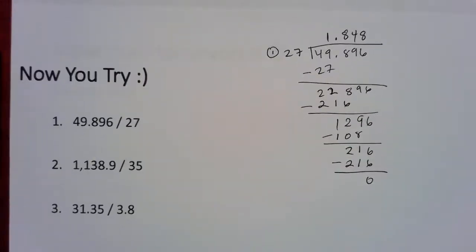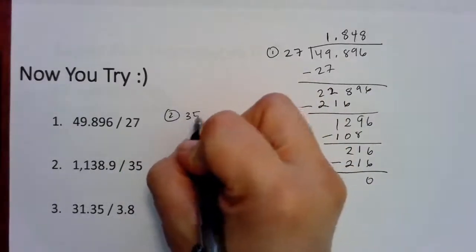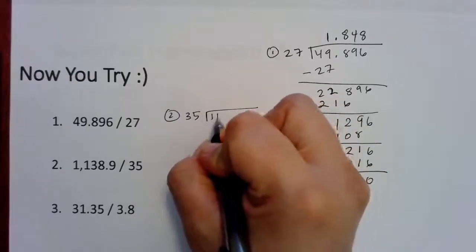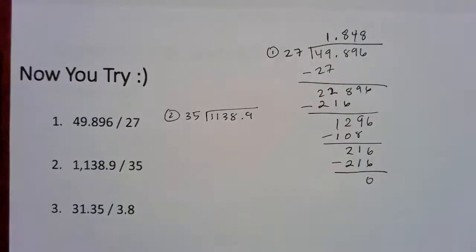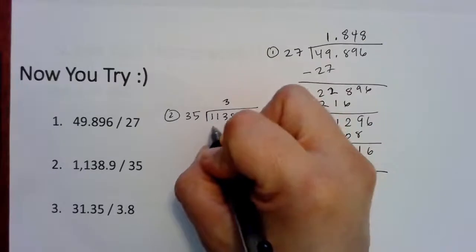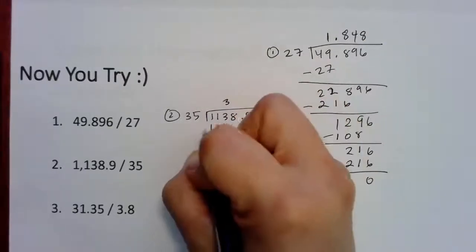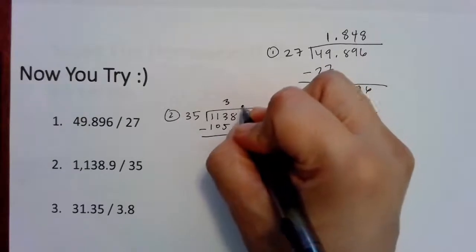Okay, so let's go ahead and do the next one. So 2, I'll just put it up here: 35 into 1,138.9. So 35 goes into, not into 11, but it goes into 113. How many times? About 3 times. Okay, so 3 times 35 is 105. Okay, subtract. Remember, there's no decimal here, so the decimal remains here.